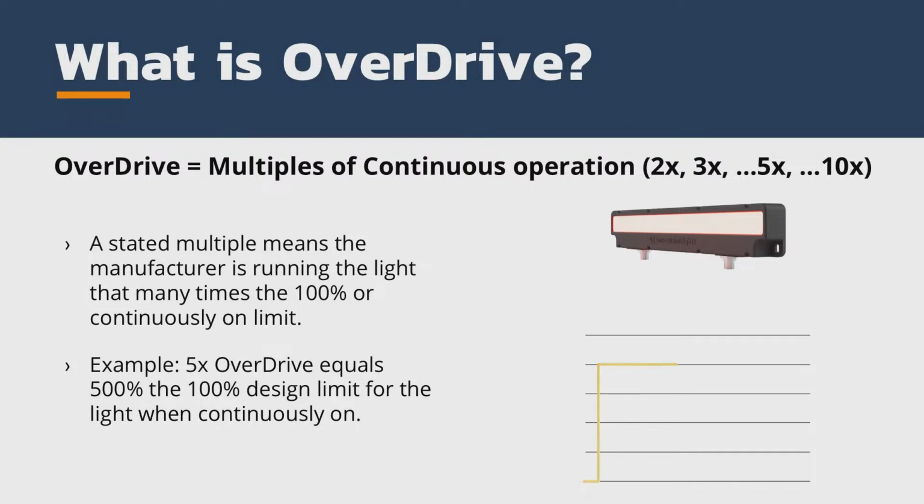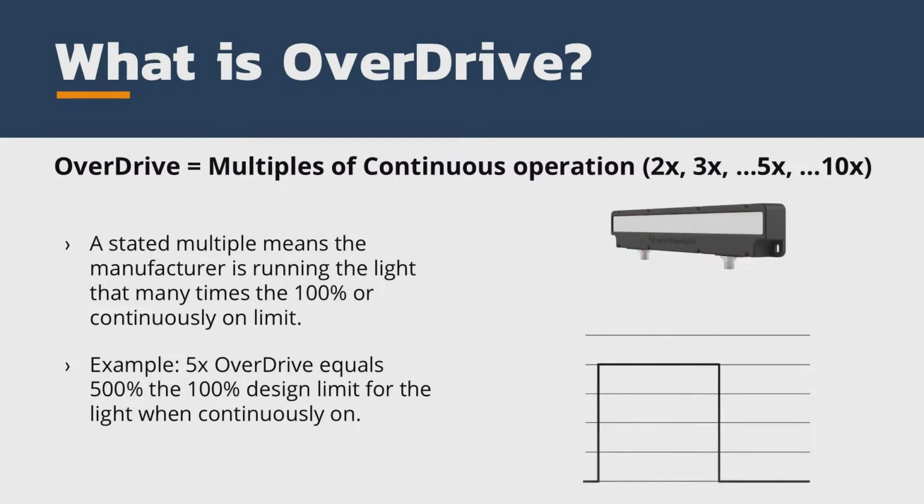So what is overdrive? Overdrive means that we'll operate the light at a higher drive current to get more light out of it than is possible in the continuous mode. This means we'll operate the light at a higher drive current that's some multiple of the 1x level that we established for the continuous operation of the light.